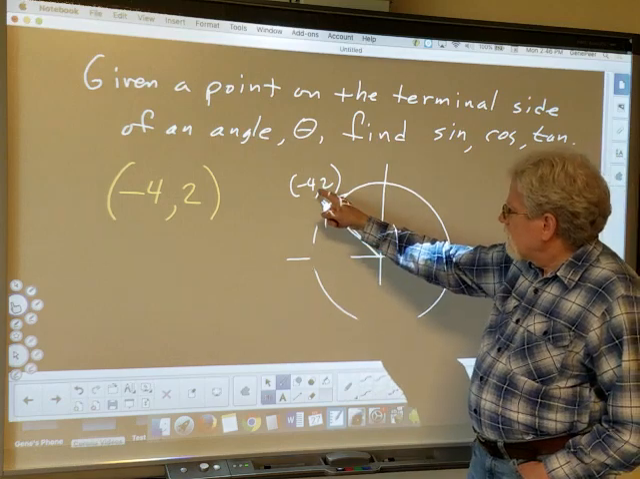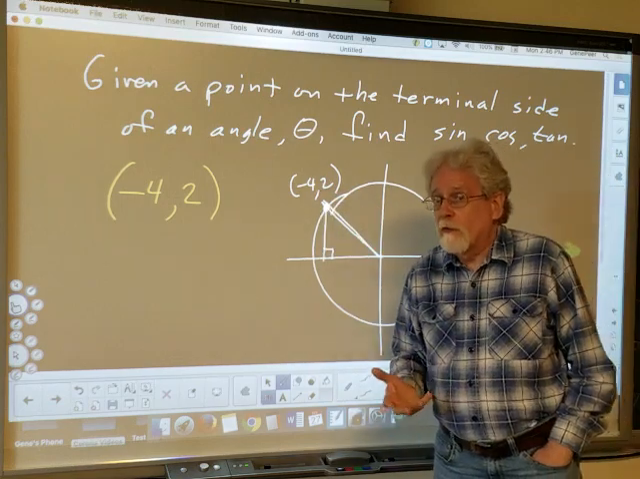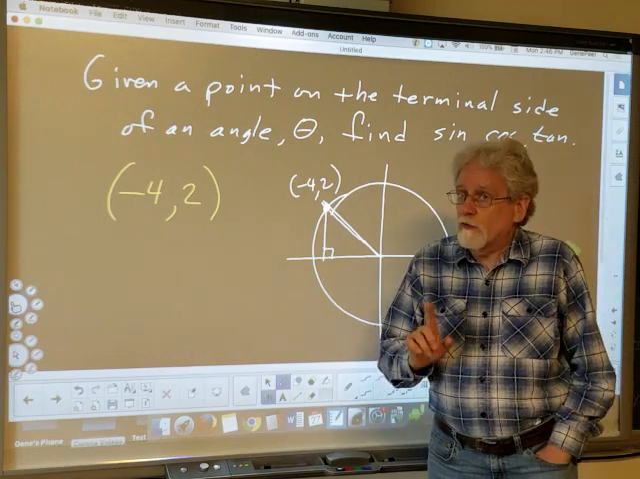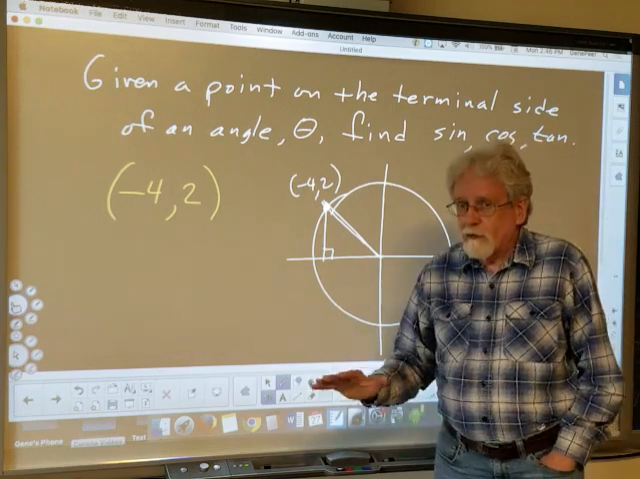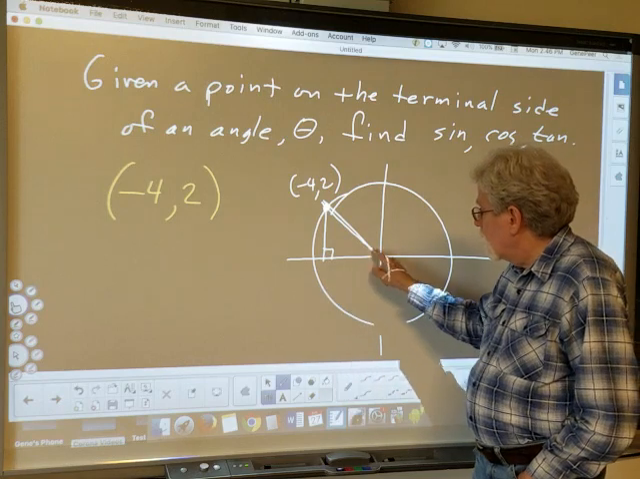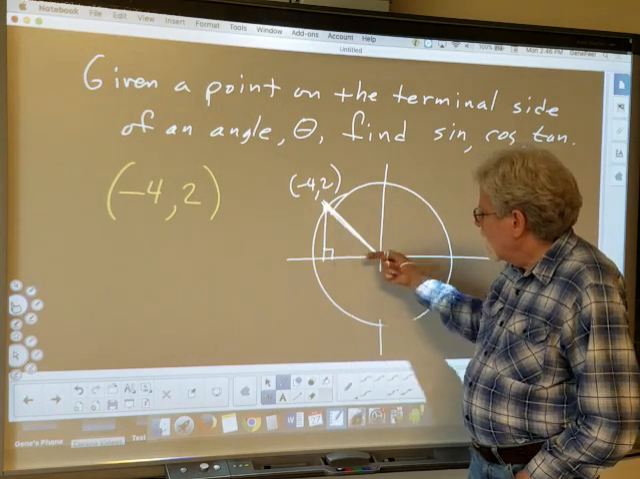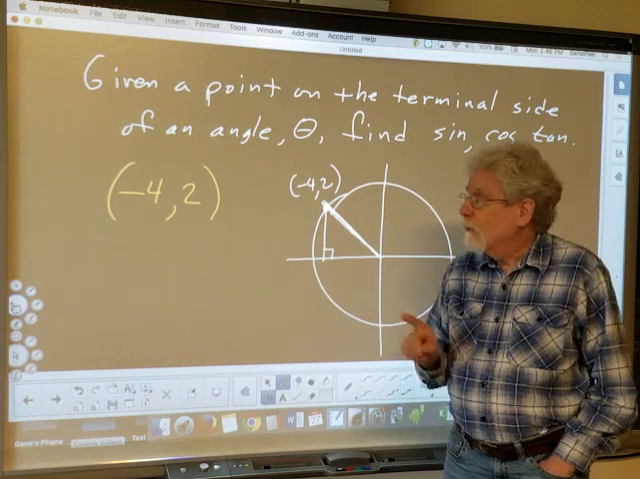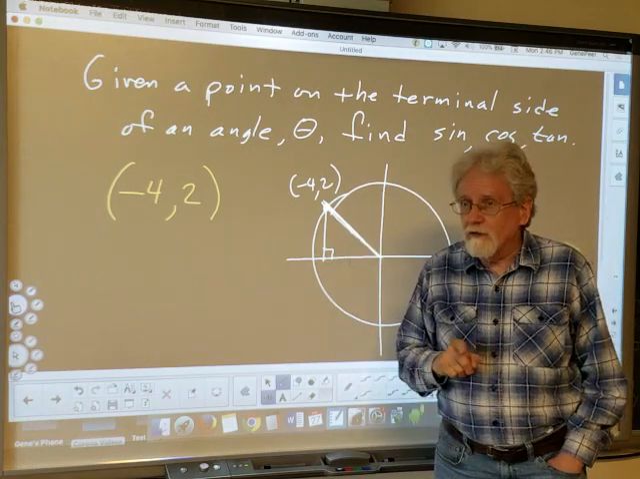Well, if that's the point negative, and this, by the way, is not a unit circle. Don't let that confuse you. This is not a unit circle. Circle, yes. Unit circle, no. What's a unit circle? A unit circle has a radius of 1. Well, if that's -4 and that's 2, this can't be 1. But we need to find out what it actually is.